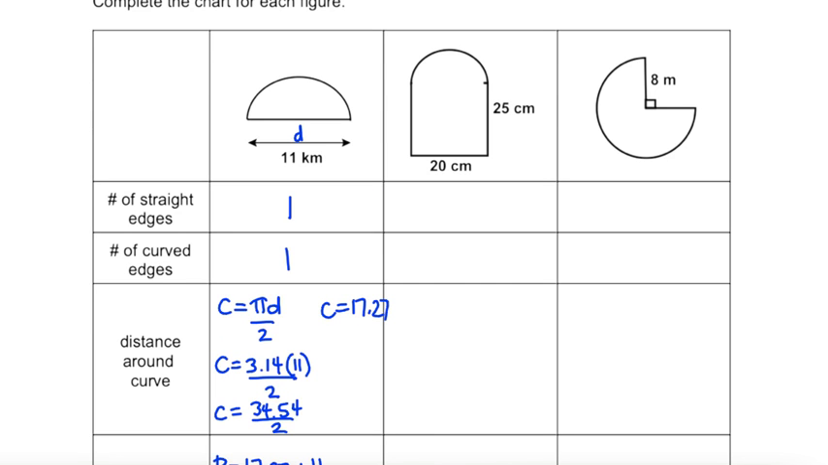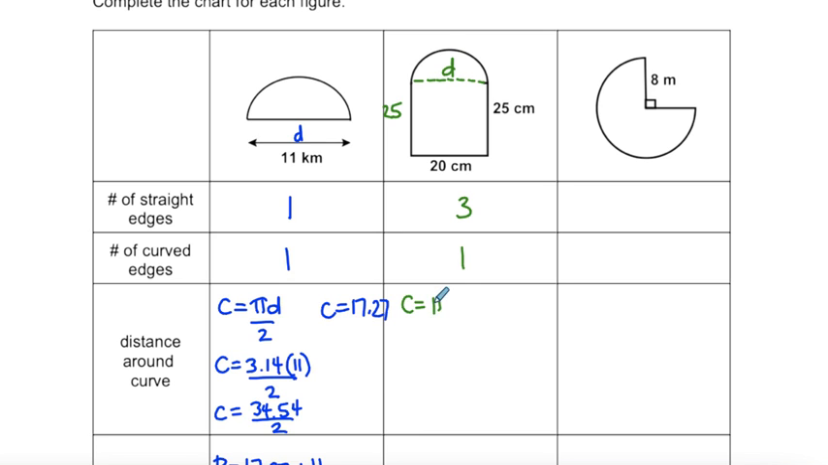Now let's take a look at example 2. So here I have 1, 2, 3 straight edges. So this side is also 25 centimeters, and I have 1 curved edge. So very similar to the first example, I need to find the dimension of this curved edge, which still is only half of my circle. So again, I'm taking my circumference formula. Again, I know my diameter. So the diameter is 20.